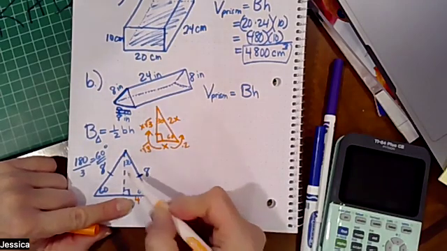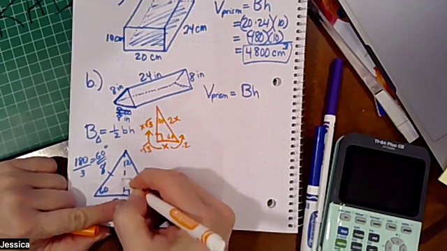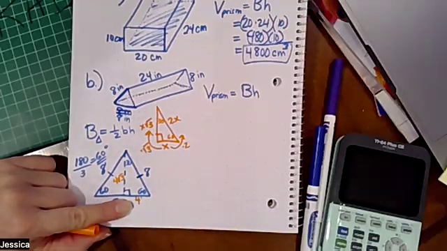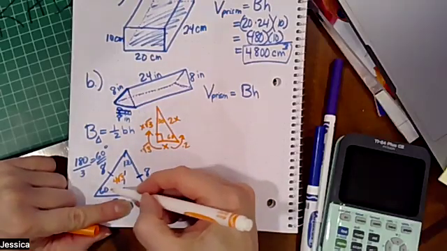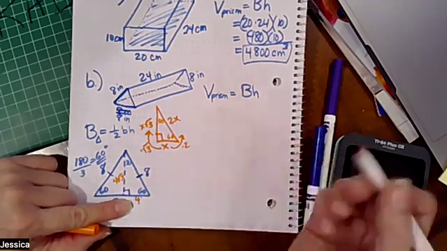Okay, so if this short side is 4, then the side opposite 60, multiplied by square root of 3, is 4 square root of 3. Okay, so now we have our height. It's 4 square root of 3. Okay, so yeah, let's just go ahead.